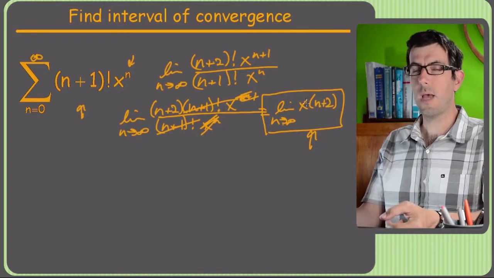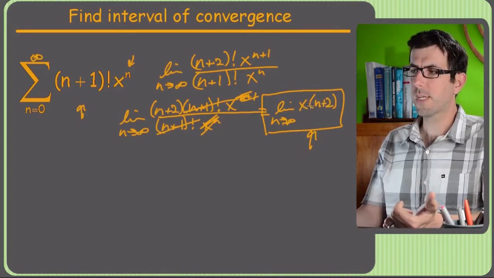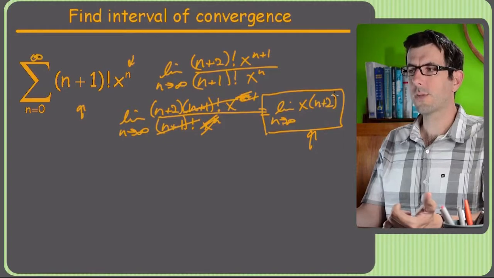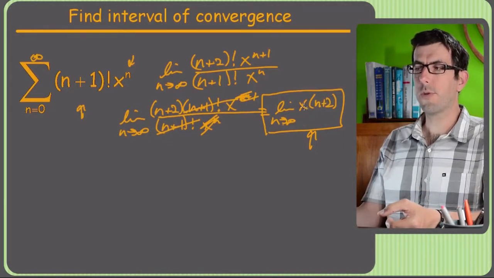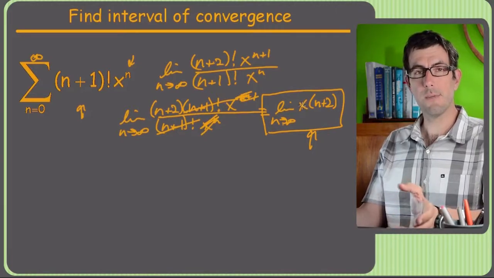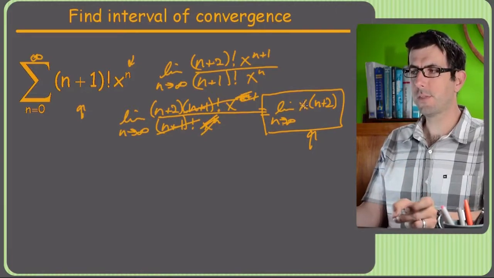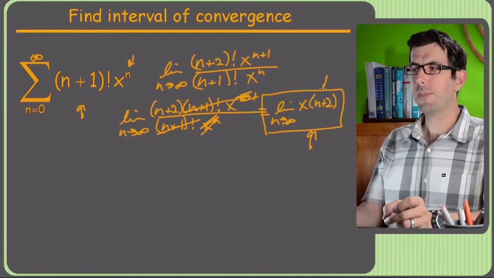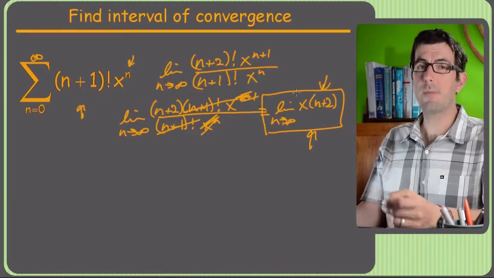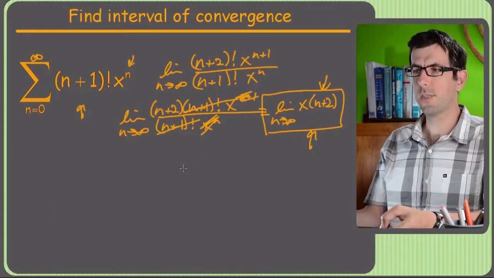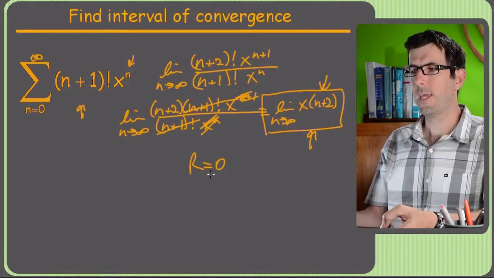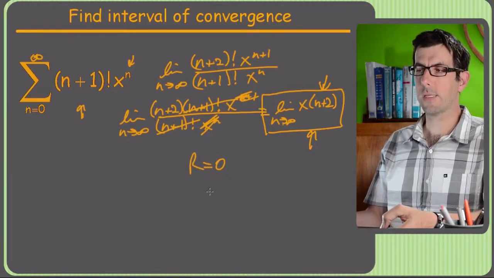Doesn't matter what x is, unless x was 0. So if x was 0, this limit would equal 0. But any other number that x equals, positive fractions, negative fractions, doesn't matter. n plus 2 is approaching infinity, and infinity times anything besides 0 is going to be infinity. So the only time this converges is when x equals 0. So the radius of convergence equals 0, and it only converges for x equals 0.